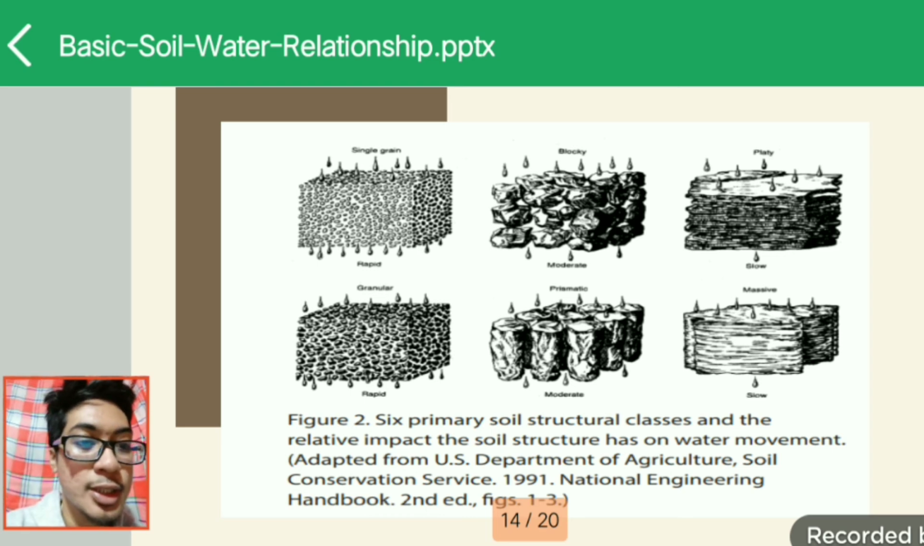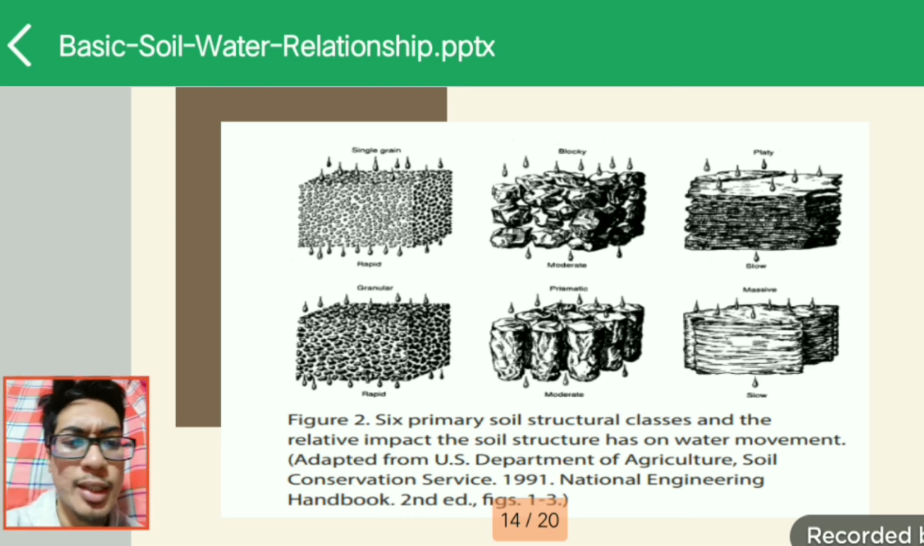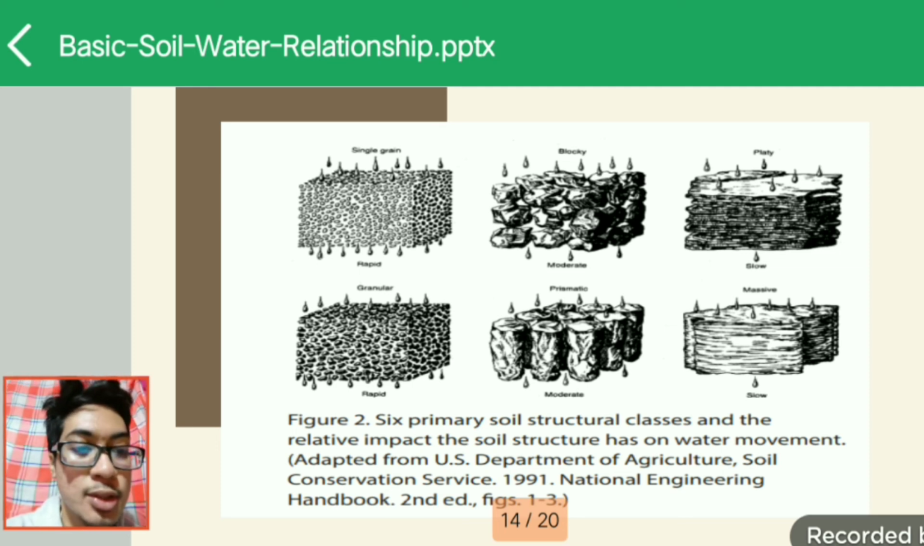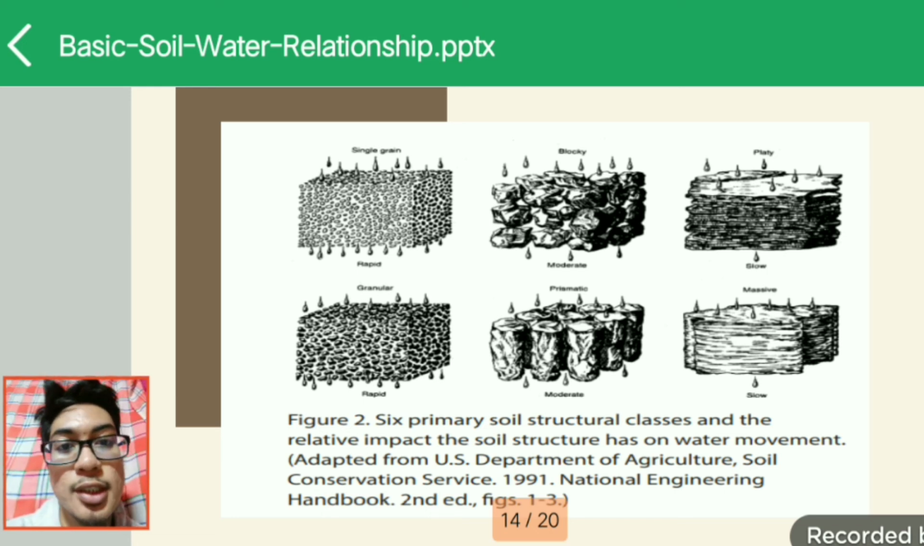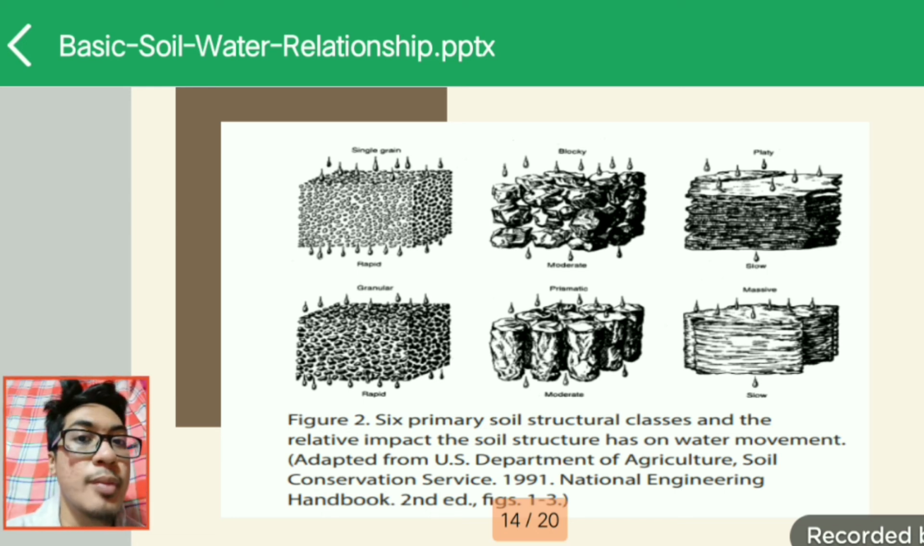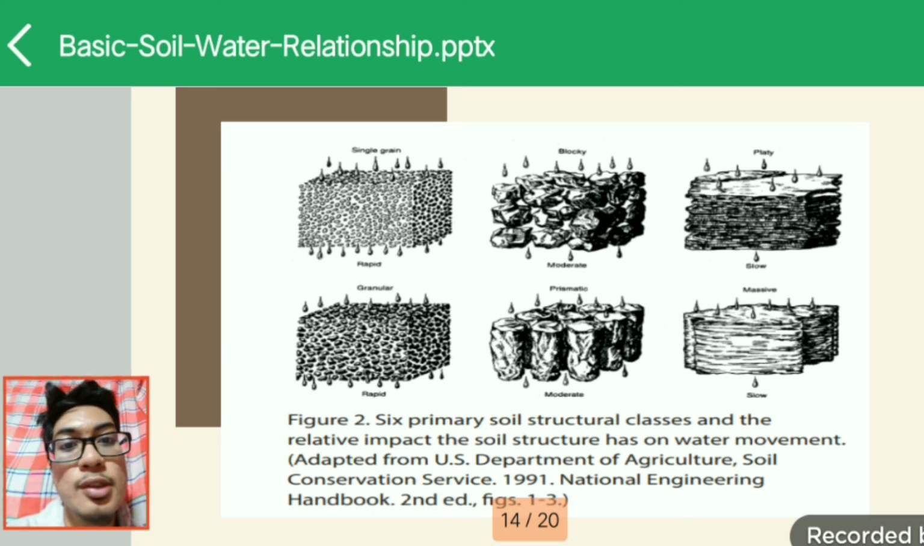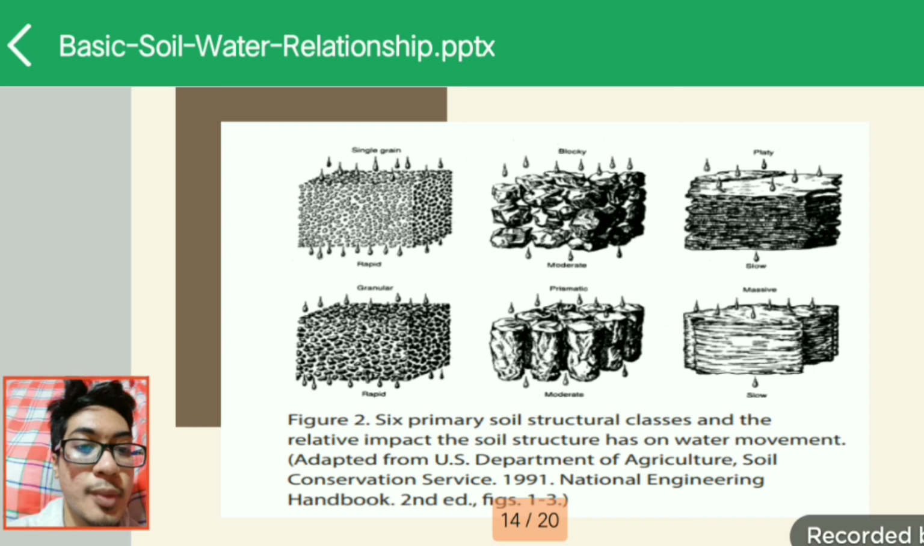In single-grained soils like sand, water percolates very quickly through the soil. In massive soils such as dense clays, water movement is very slow. Well-structured soils are usually more desirable for agriculture. Since our subject is about irrigation, it's of course connected to agricultural purposes, the purpose of conveying water from the reservoir to the plantation. That's why we're here to study the soil and water relationship.